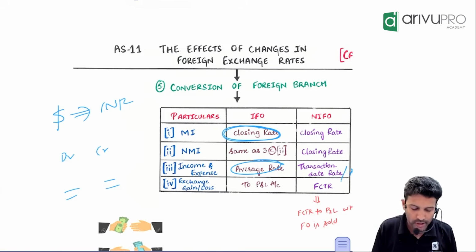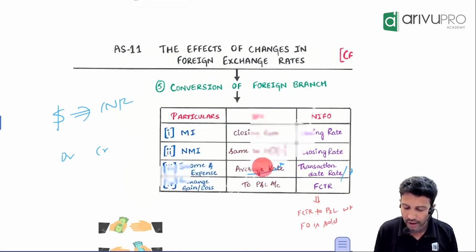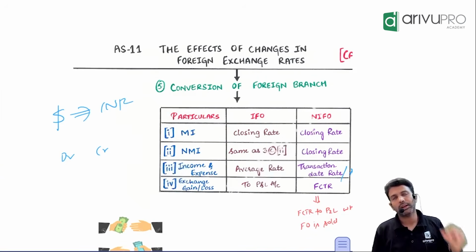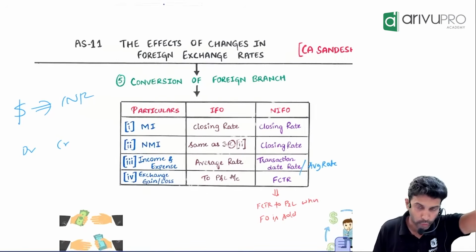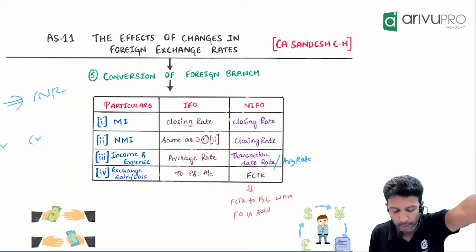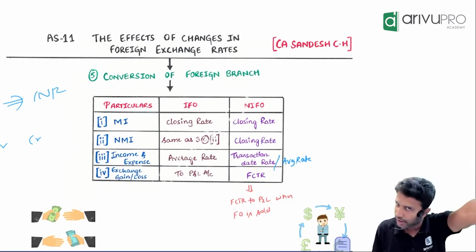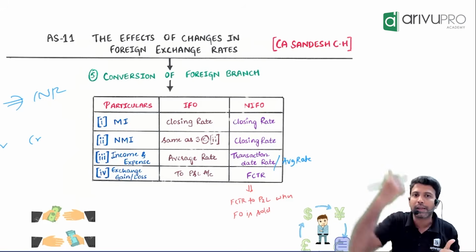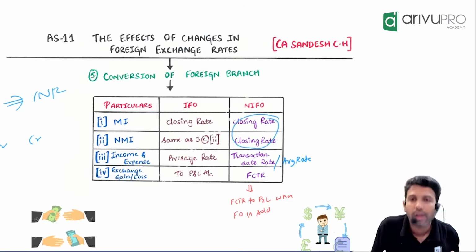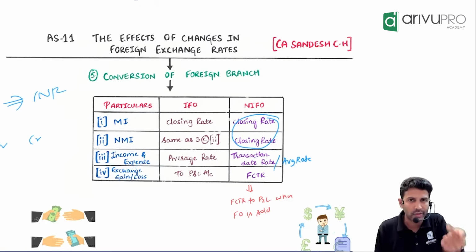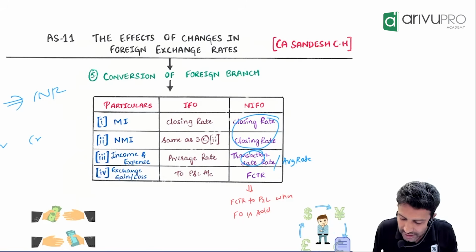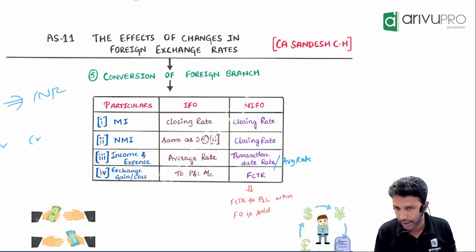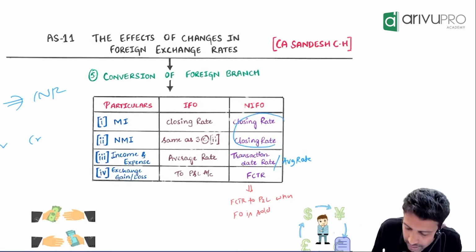Suppose it is a non-integral foreign operation. If you remember, I used to give the father, son 1, son 2 example in class. Those of you who remember, okay; if not, not a problem. For non-integral foreign operations, all monetary and non-monetary items will be converted using the closing rate. For income and expenses, we need the transaction date rate. In 99.99% of cases that will not be given. If it is missing, we will still use the average rate.